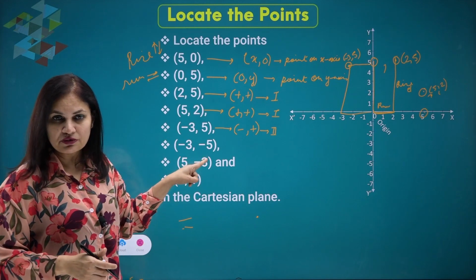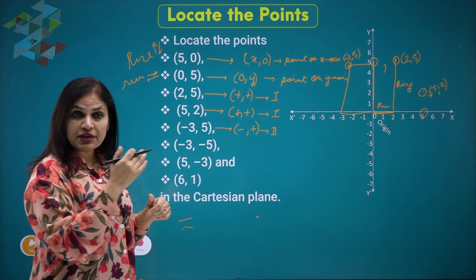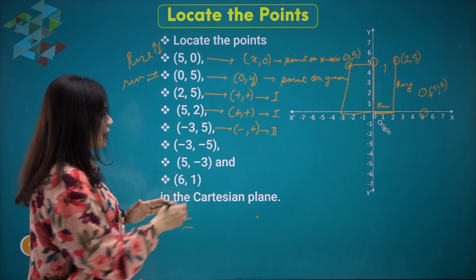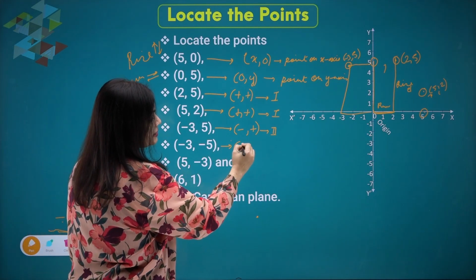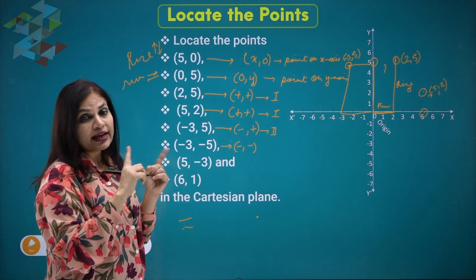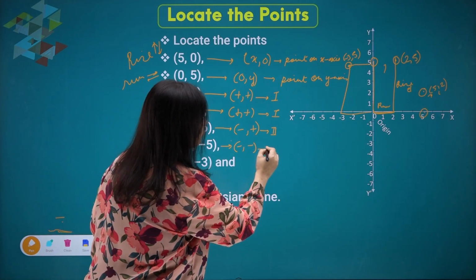Minus 3, minus 5. We are running 3 steps to the left and we are climbing down 5 units. That means here both x and y are negative, and we have already learned that both x and y are negative in the third quadrant.